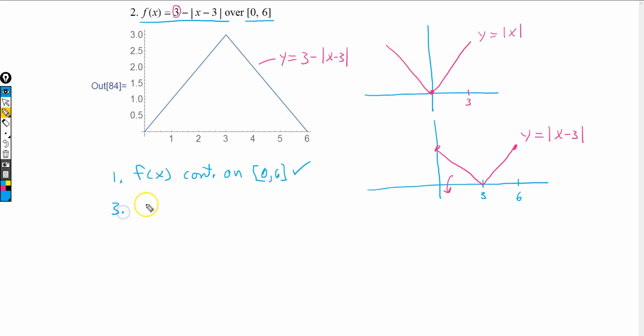The third part, let's look at that first, or second. F of 0, if I put 0 in here for x, I get 0 back. And f of 6, if we put 6 in here for x, we get 3 minus 3. That's also 0. So f of a equals f of b. That holds. But the second requirement that f of x be differentiable, well, if we look at the graph here, we see that f prime of 3, there's a point right there on the graph, a cusp. So f prime of 3 does not exist. So therefore we cannot apply Rolle's theorem.